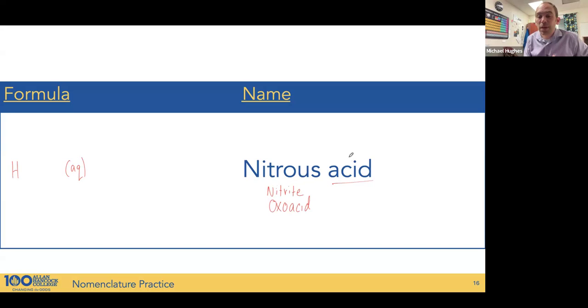It's the acid that's made with nitrite. Nitrite is NO2 minus if we look at our polyatomic species. NO2 1 minus is only going to need 1 H plus to counter out its charge for them to sum to 0. So this is going to be HNO2 aqueous, nitrous acid.